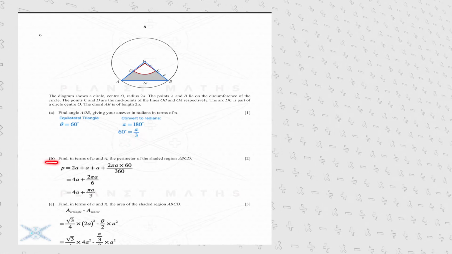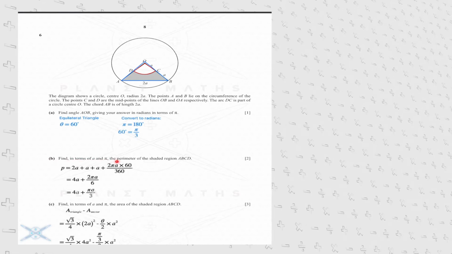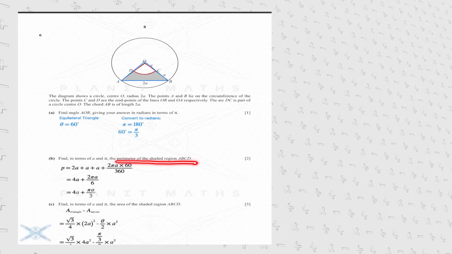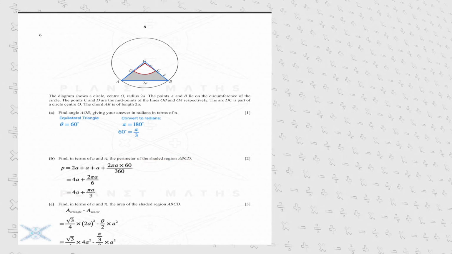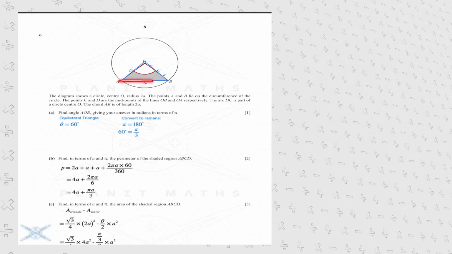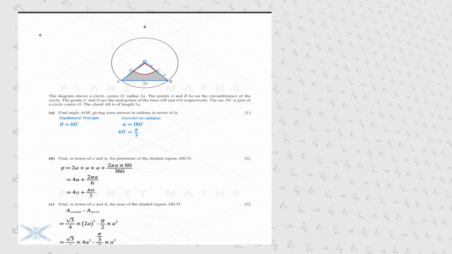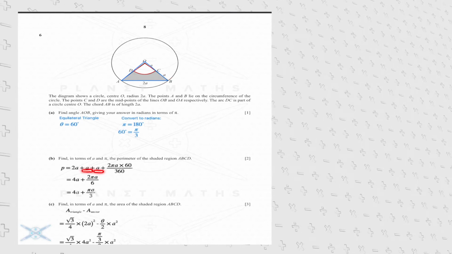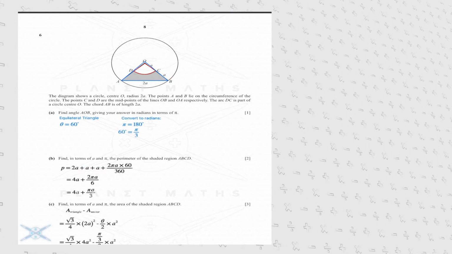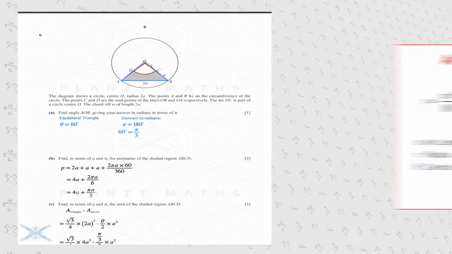In part B of exercise 6, we are required to find, in terms of a and pi, the perimeter of the shaded region ABCD. The perimeter consists of the following 4 elements. It consists of the chord AB, whose length is 2a. Furthermore, it consists of the lines AD and BC, which are each a units long, and finally it consists of the arc DC, the angle of which we have determined in part A of this exercise.